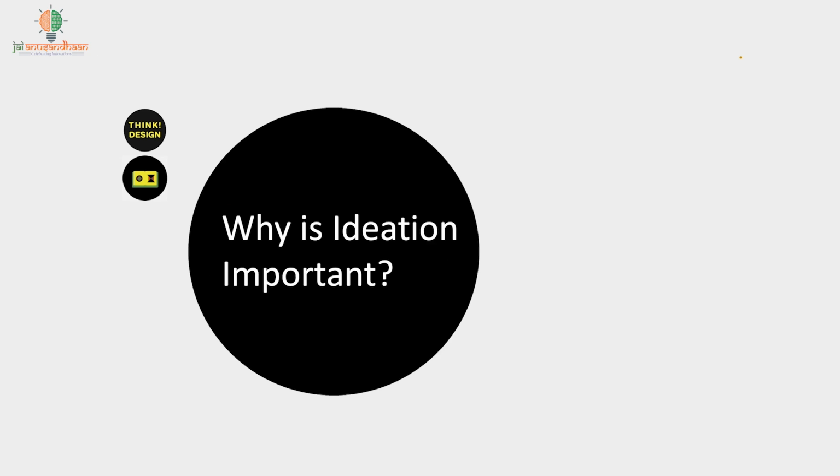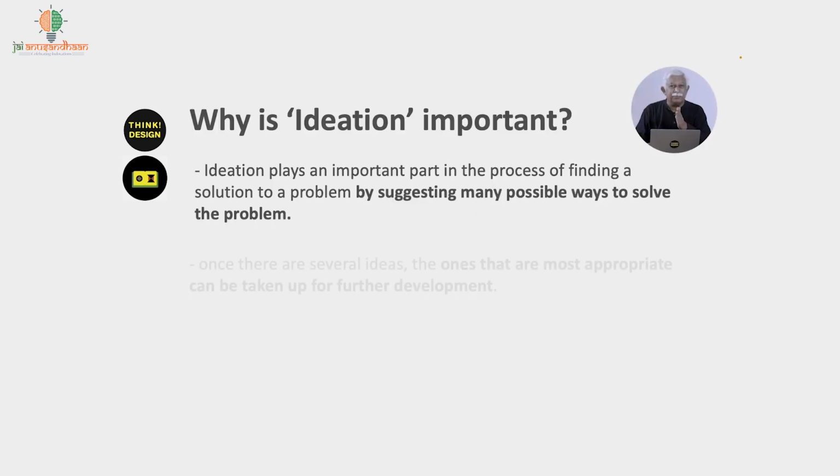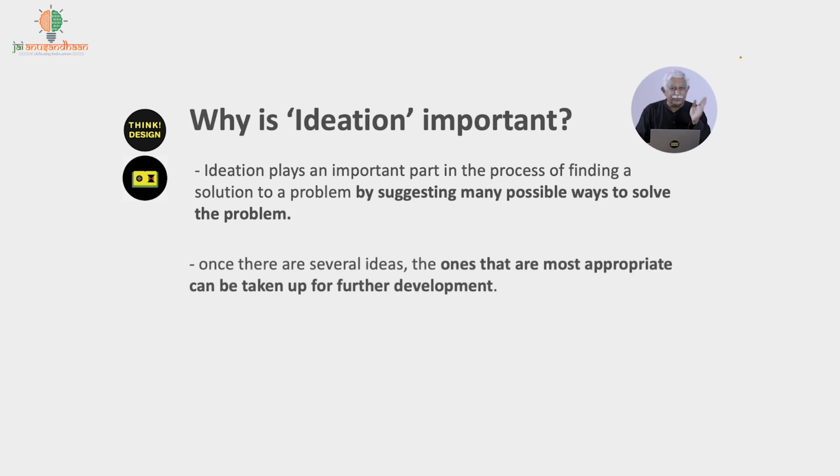So why is it so important in the context of innovation? It plays a very important role in the process of finding a solution to a problem by suggesting many possible ways to solve the problem. See, it's like this: if you have one solution, maybe it has solved the problem, but leave it aside and I say that no, I want to come up with another solution, maybe that's better than what it is, and probably another solution which is better than both of them.